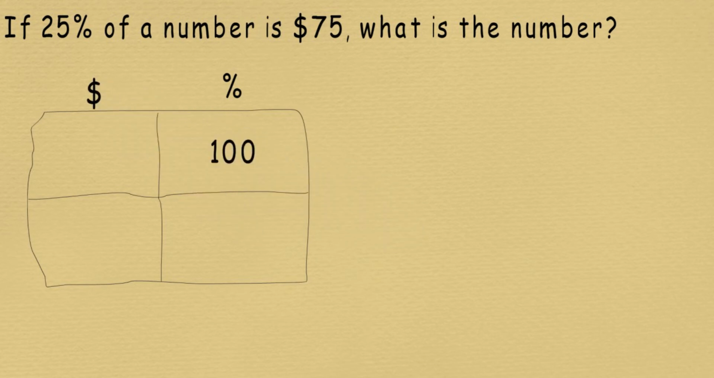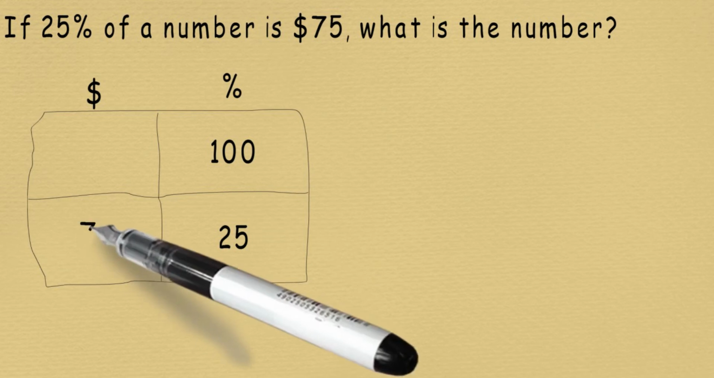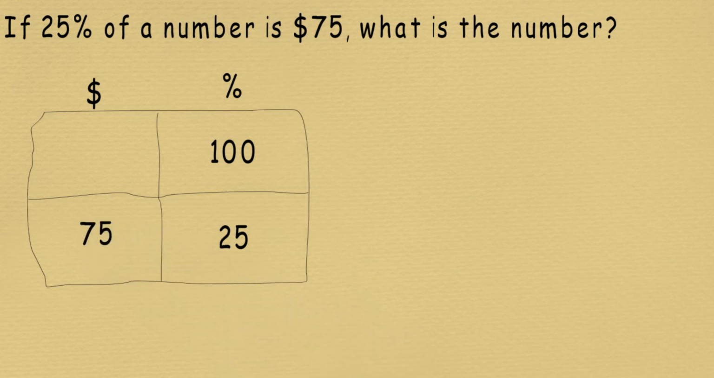And now I'm going to look at my question. And I see that 25% is going to go in the column reserved for percentages. So I write 25 underneath the 100. And I see $75. $75 goes in the column reserved for money. And it's going to go next to 25 because it corresponds to 25. So 75 next to 25. And X corresponds to 100.